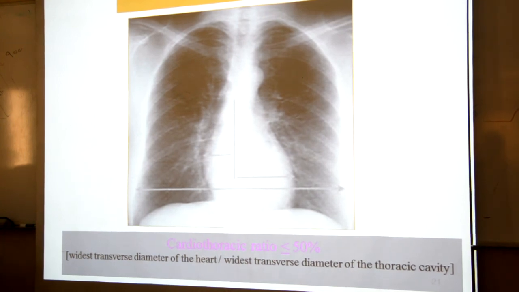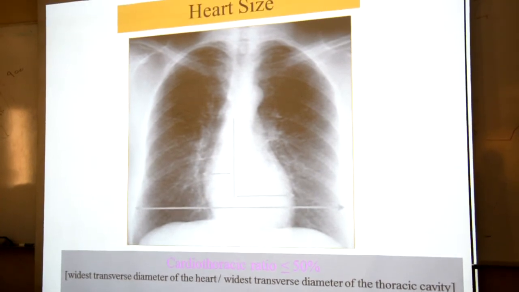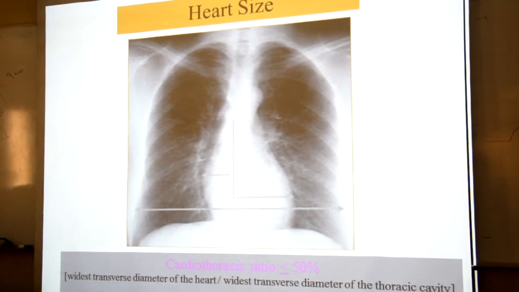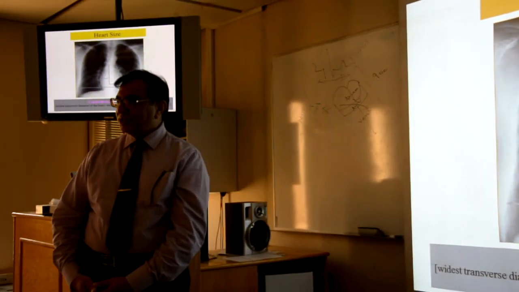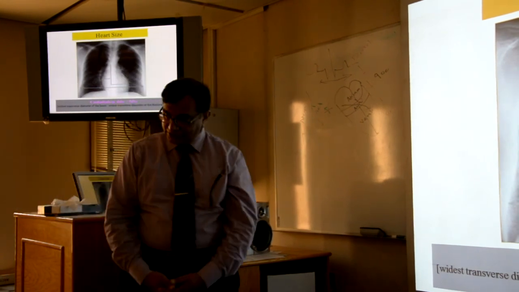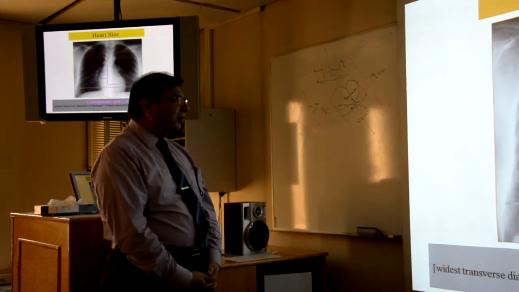If it is beyond that, we suggest that the heart shadow is large and could be due to cardiomegaly, pericardial effusion, cardiomyopathy, etc. Remember, in children the cardiothoracic ratio is bigger. The heart may occupy up to 60% of the thoracic cavity. That is a normal phenomenon.